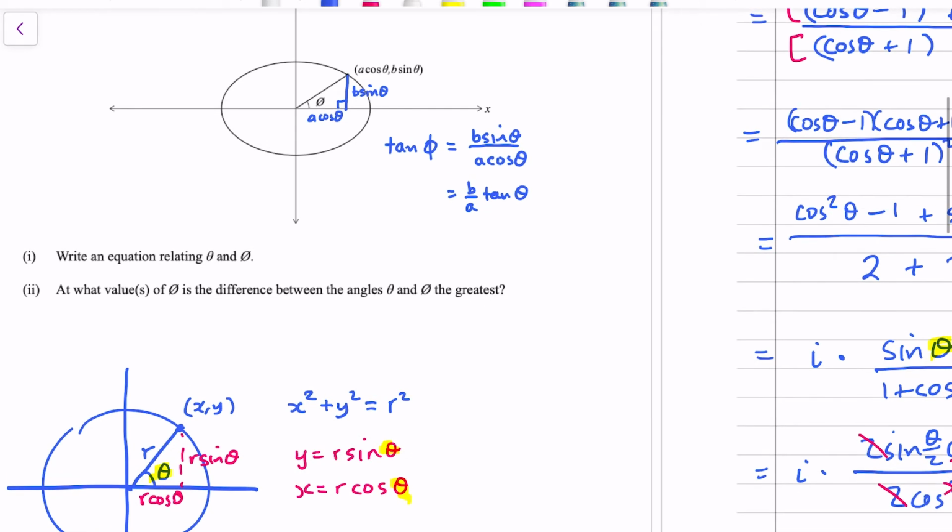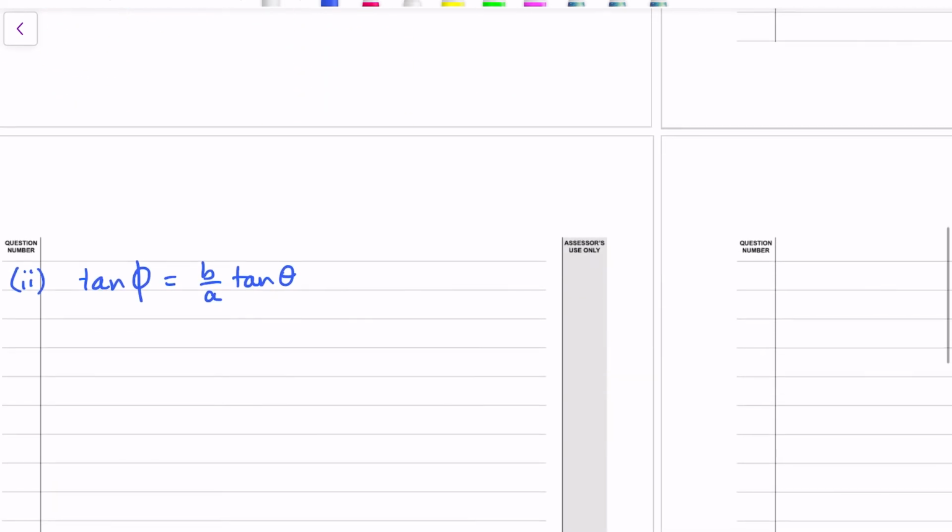Okay, the next question asks us at what values of phi the difference between the angles is the greatest. So let's call the difference y, and we'll call it theta minus phi. Now I want to differentiate this, but that would involve me going y is equal to theta minus the tan inverse of b over a tan theta. Now, I'm going to do this, but I'm also going to show you a way that doesn't need this next bit of knowledge.